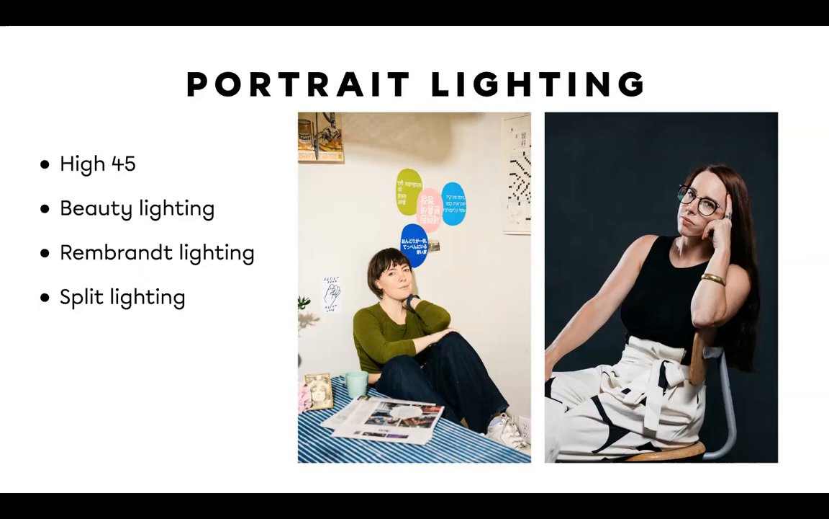Beauty lighting is just the same as a high 45, except it is directly in front of your subject. In the second portrait on the right-hand side, that is where that light is. You can tell based off of the shadows created by her glasses. Typically, you also get what we call a butterfly shadow under the nose and under the lip. And if you have really beautiful, luscious eyelashes, you might get a little bit of a shadow under your eyelashes.